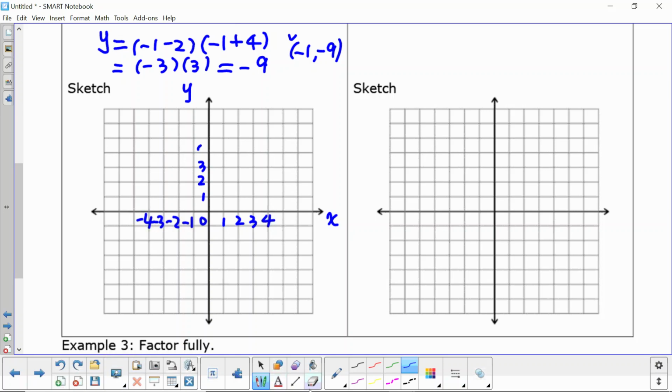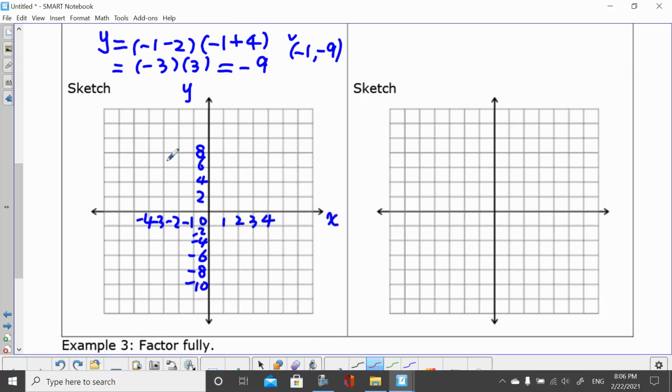Okay, go by 2. We need to go by 2. Otherwise, negative 9 is not going to be on the graph, on the grid. So negative 2, negative 4, negative 6, negative 8, negative 9. Then 2, 4, 6, 8. So label the scales first. Then after that, we are going to find the points.